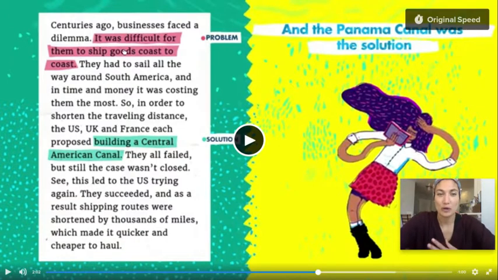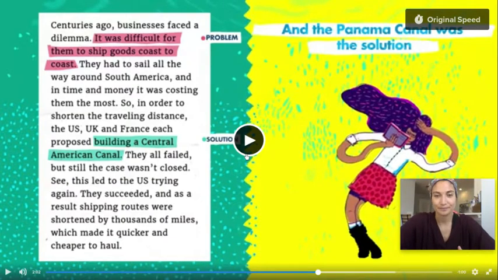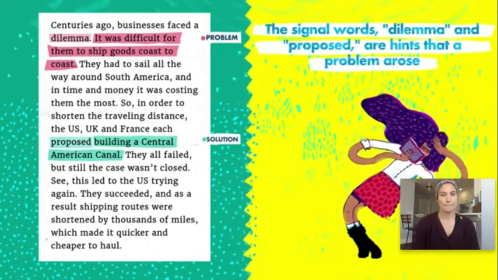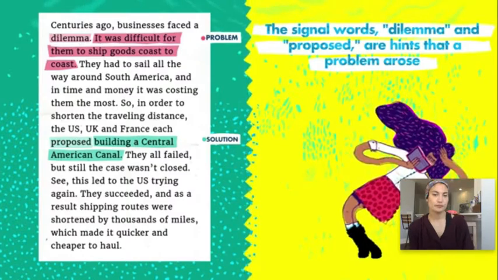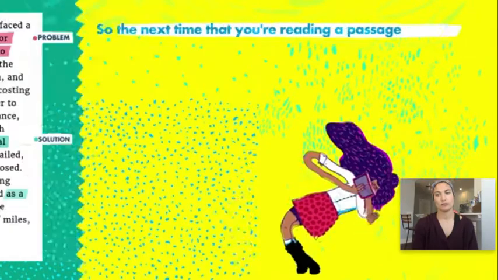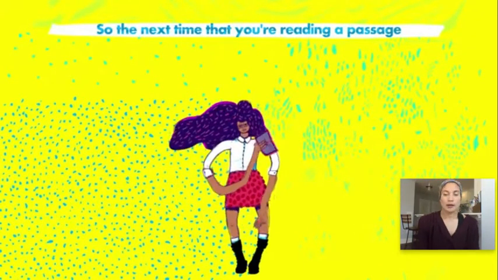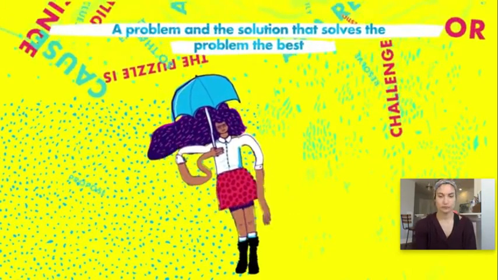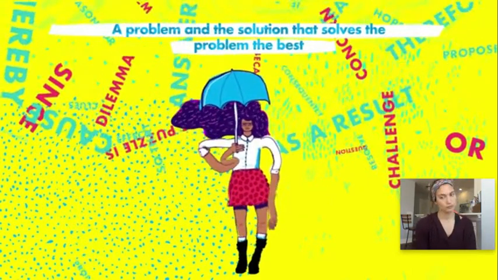Notice how when it's talking about a problem, it's using words such as difficult or a dilemma. And then they talk about the solution. This led to, in order to. The signal words, dilemma, and proposed are hints that a problem arose and led to, and as a result, signify one of the solutions they chose. So the next time that you're reading a passage, be sure to look for words that suggest a problem and the solution that solves the problem the best.